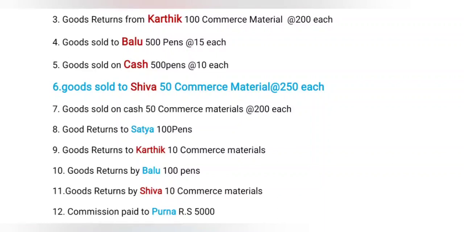Now the above transaction, goods sold on cash, 500 pieces at 10 each. We don't need to prepare the sales book especially. Why? Because it is a cash transaction. It is easily identified with the help of the cash book.